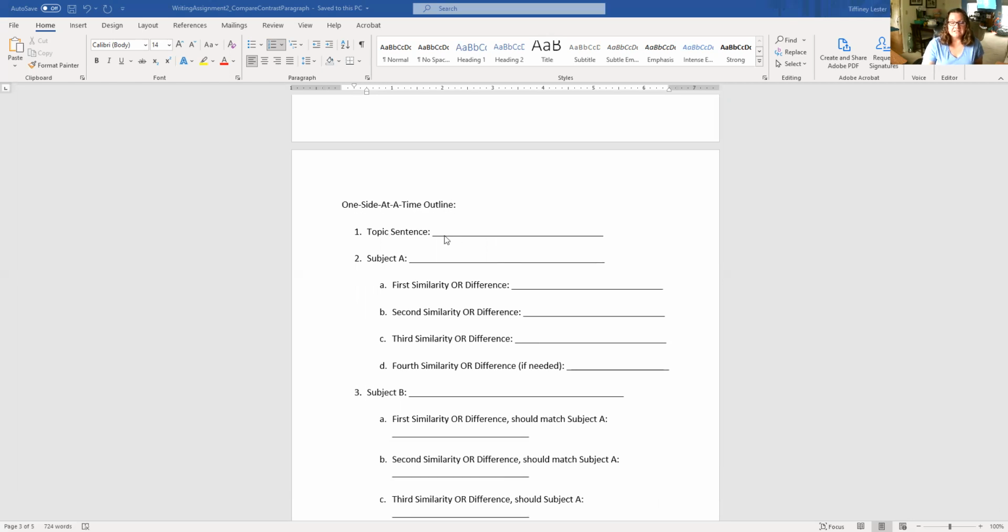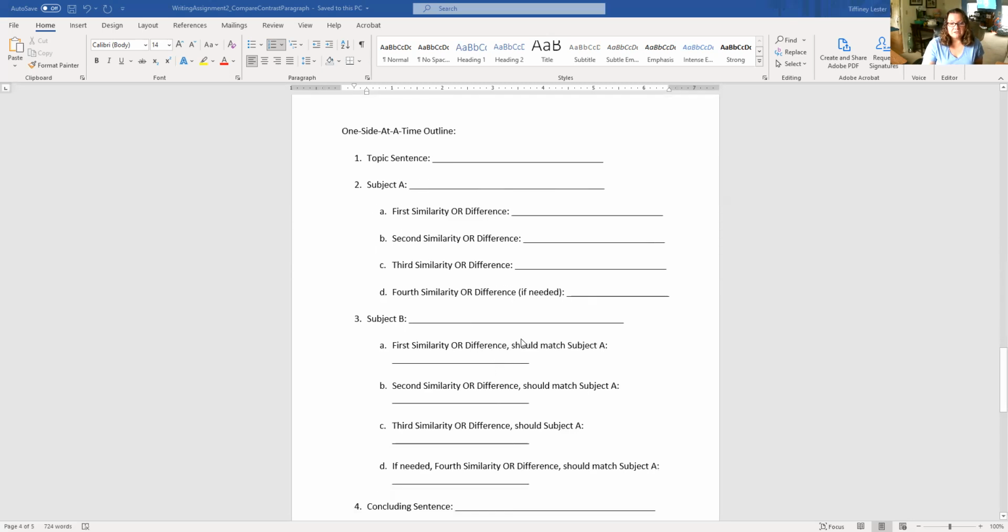What's your topic sentence going to be? Type it out. What's your first subject? Online classes. Okay, what's the first thing you want to say about online classes? Write that idea here. What's the second thing you want to talk about with online classes? Write it there. What's the third thing you want to talk about? Write it here. Is there a fourth idea that you're going to talk about? If so, write it there. Subject B then would be on-campus classes.